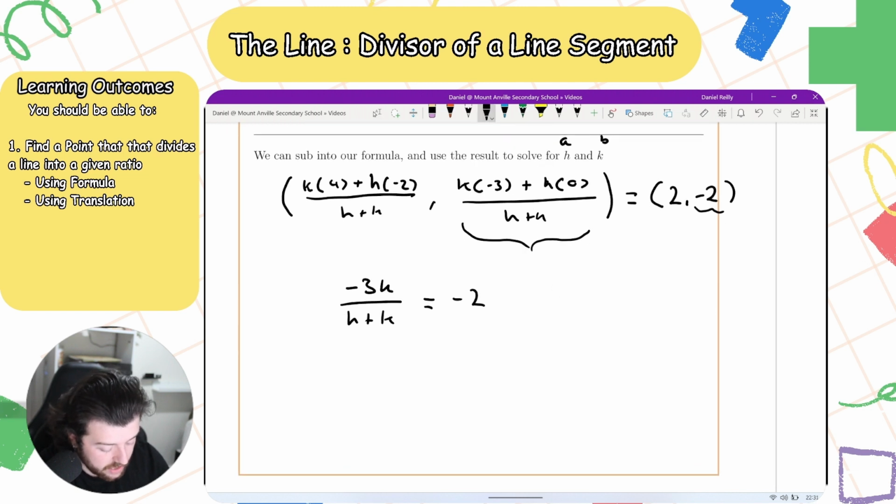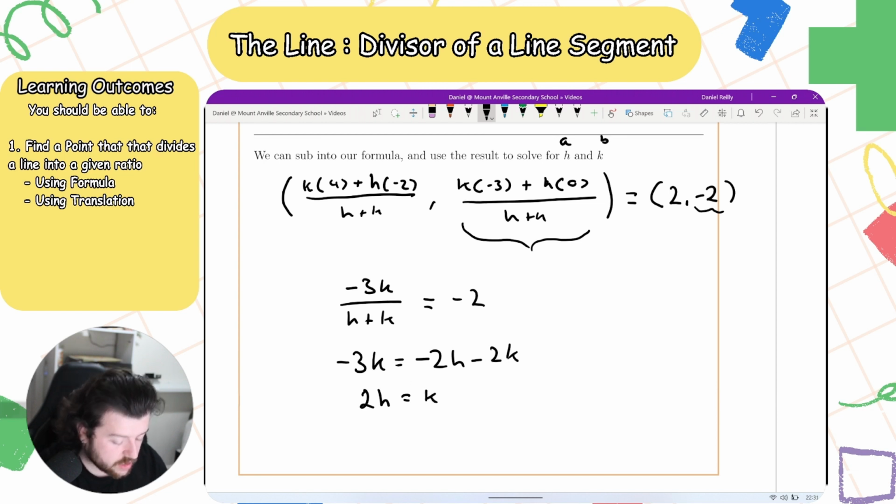Multiply across by h plus k, so I have -3k is equal to -2h minus 2k. I want to bring k's and h's over to one side. So I'm going to bring my k's to the right and my h's to the left. So I have 2h is equal to -2k plus 3k, which is just k. So I have now 2h is equal to k.